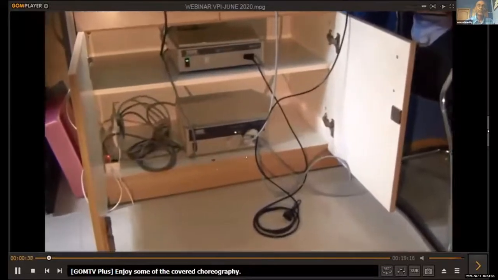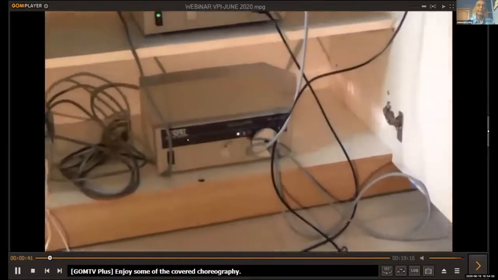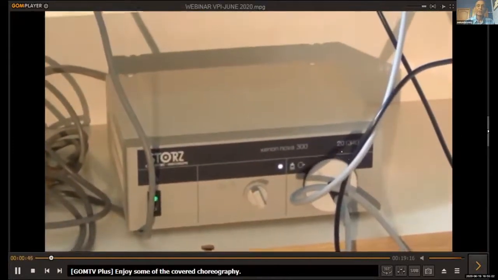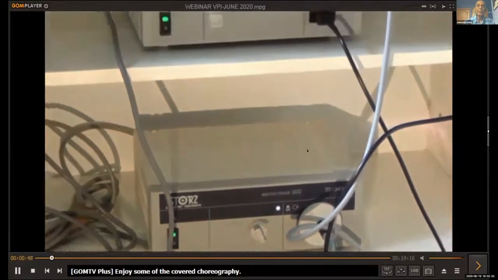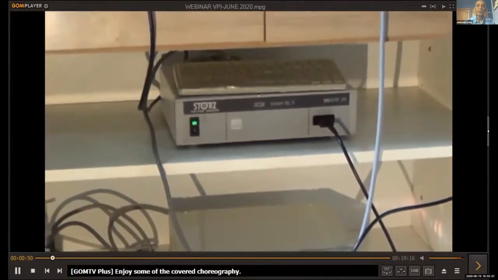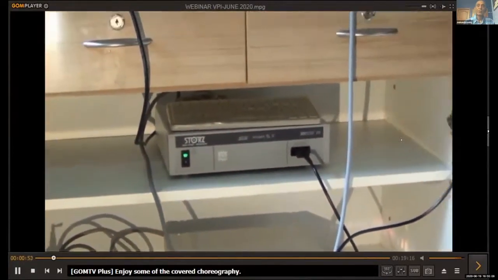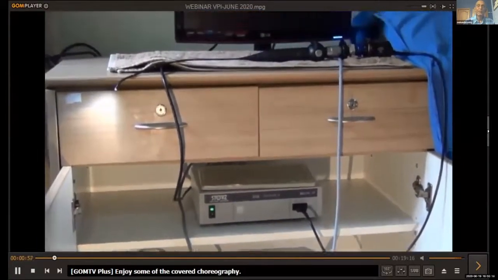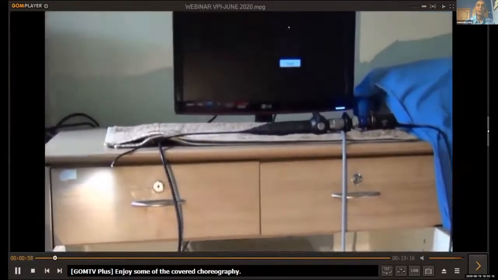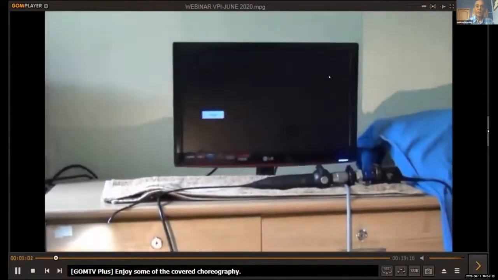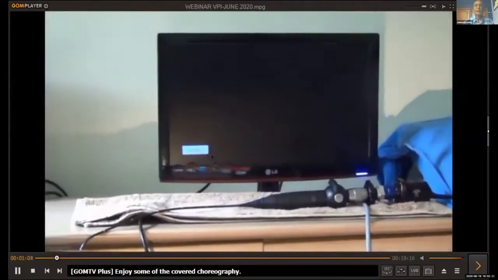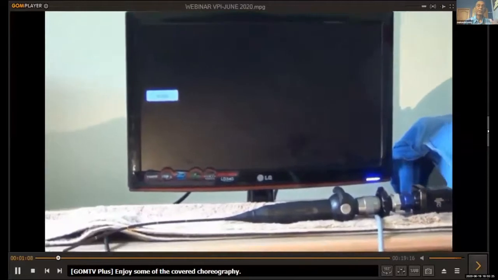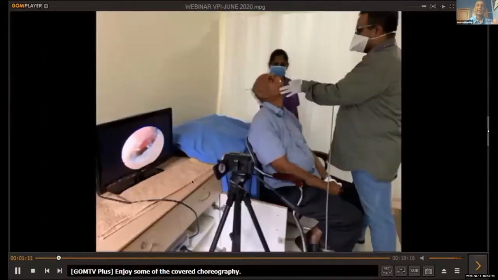A few words about the equipment that I have. This is the light source, which is connected through this cable to the endoscope. Next is the console to which the endoscope is connected, and from the console, this wire leads to the monitor. While doing this, you have to record as well, because recording of the speech along with the endoscopy is helpful in analysis by your colleague.